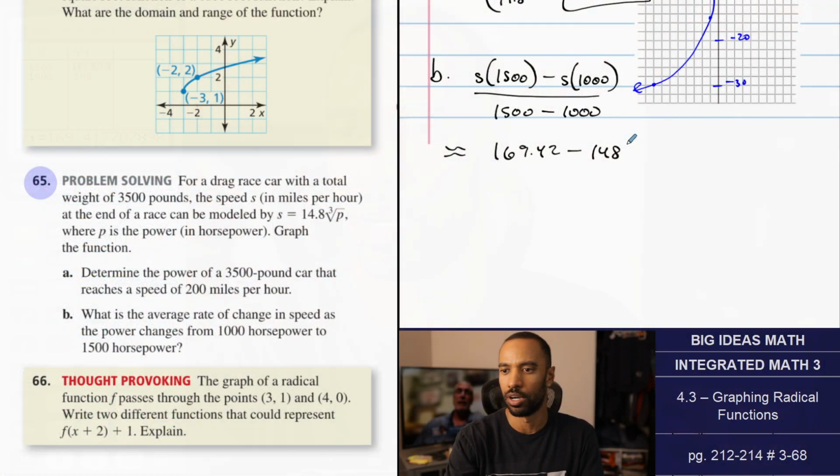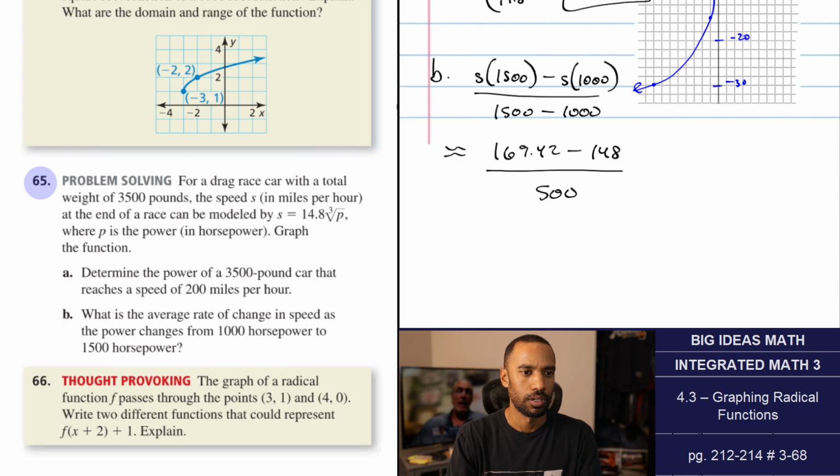So we have the graphing calculator. We can go to our table and ask for the numbers 1,500 and 1,000, and we're going to subtract these two numbers out. Now, this is not an exact number, but I'll make do if that's okay. So we're going to do around 169.42. Since we're going to round anyway, it's probably fine. So 169.42 minus, it looks like an exact 148, all over 1500 minus 1000, which is 500.